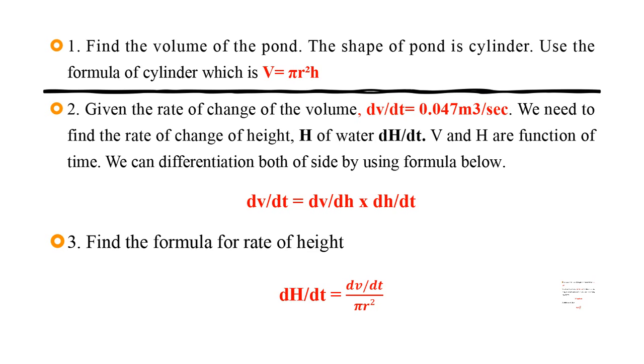We can differentiate both sides using the equation below. dH over dt is put on the left-hand side, and the right-hand side is dV over dH times dH over dt, which is the chain rule. Next step is to find the formula of the rate of height, which is dH over dt equal to dV over dt over pi r squared.